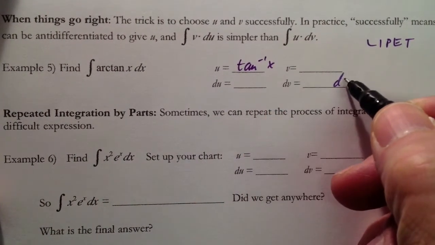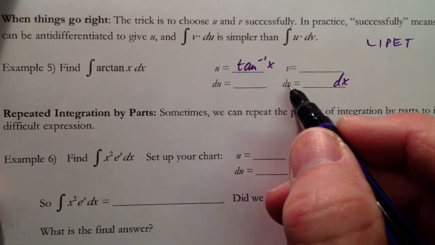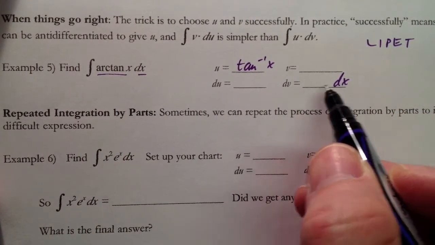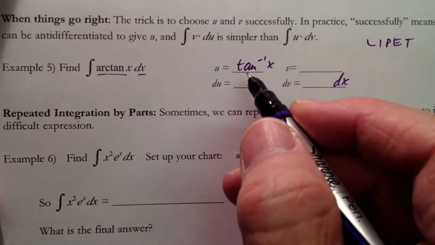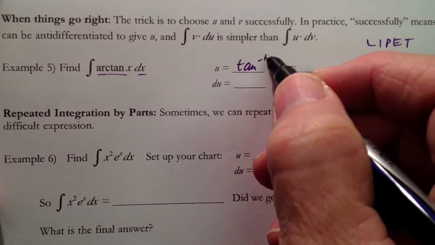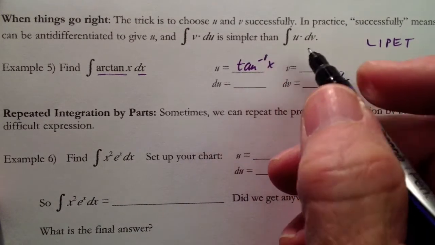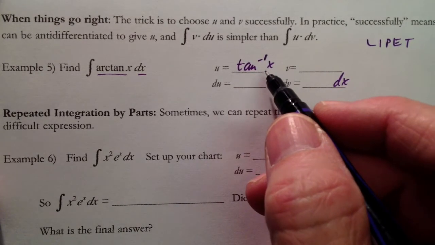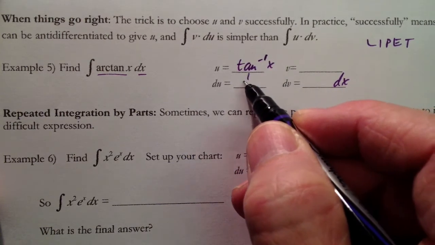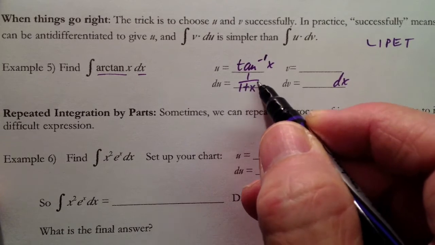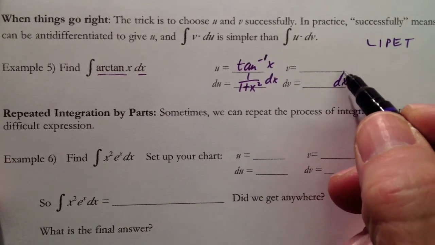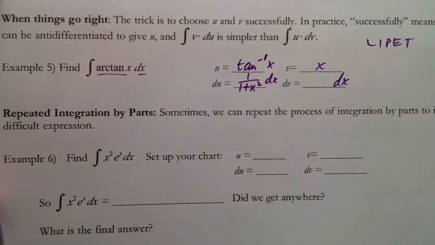Okay, that's my u. My dx always goes with my dv, and we don't have anything else, so that's what it's going to remain as, just dx there. Now, the derivative of inverse tangent of x, so it's critical in this section, in fact for the rest of your life, that you remember all those derivative formulas, okay? So the derivative of the inverse tangent of x is 1 over 1 plus x squared dx, and the antiderivative of dx is just x.